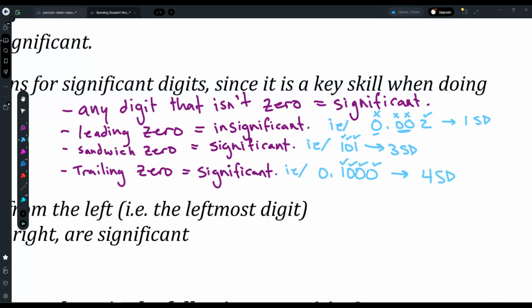Why does it have 4 sigdigs and not 5? Because this first 0 is a leading 0 because it comes before the digit that is not 0, the 1. Okay, so this is a leading 0 right here, so it doesn't count as significant, but everything else is significant. That's why this value has 4 significant digits.